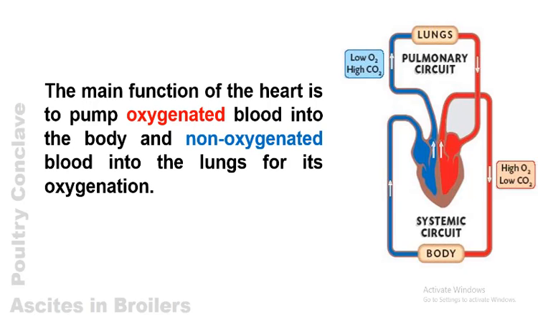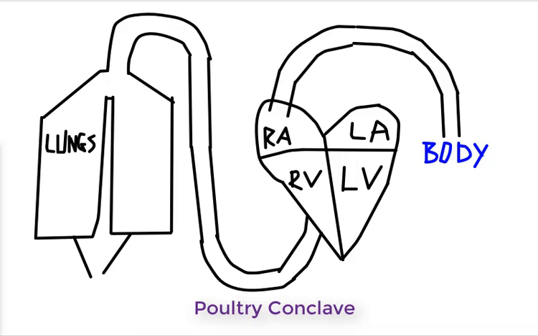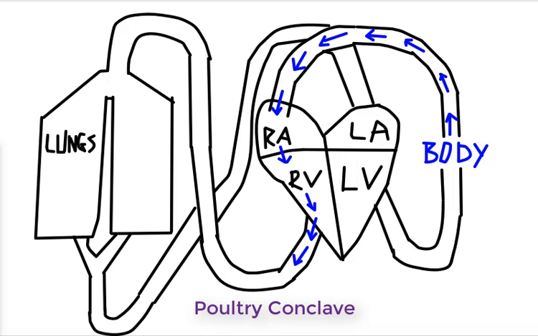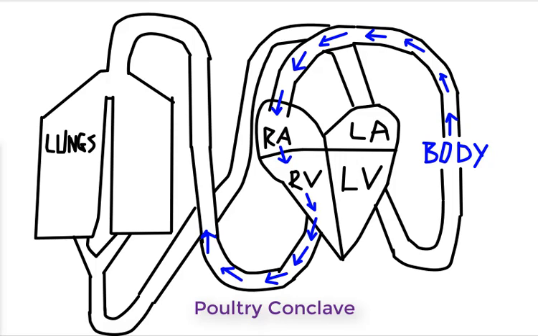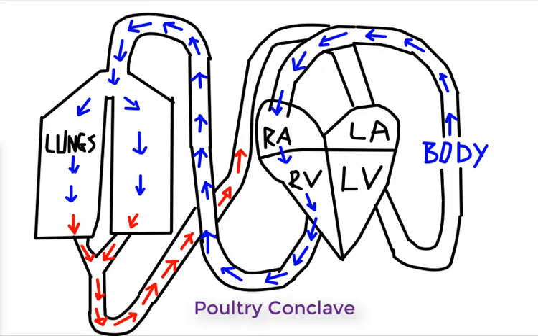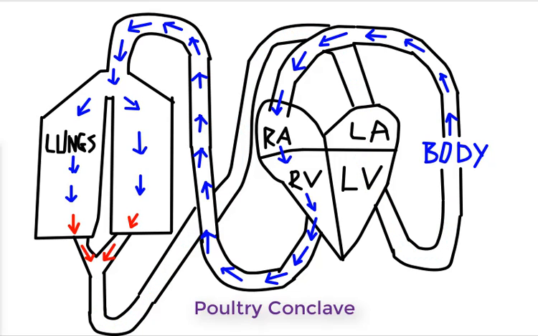As we know, the main function of the heart is to pump oxygenated blood in the body and non-oxygenated blood into the lungs for its oxygenation. So the heart works in a double circuit system, which is being shown in this diagram or animation, which means that oxygenated blood that comes from the lungs, shown by the red arrow, will be pumped into the body by the heart, and after taking oxygen from the blood, the body again sends this non-oxygenated blood, shown by the blue arrow, to the lungs for oxygenation via the heart.